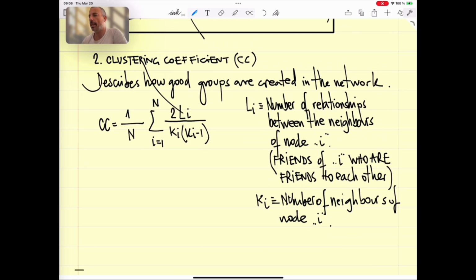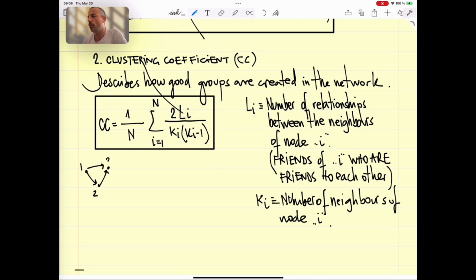So if we take the example network from above, again, this was like 1, 2, 3, 4, 5, and 6, I think. So the clustering coefficient is like this. Again, do not write right now. Look at how I do it. You can look at the video later and write again. So 1 divided by 6.